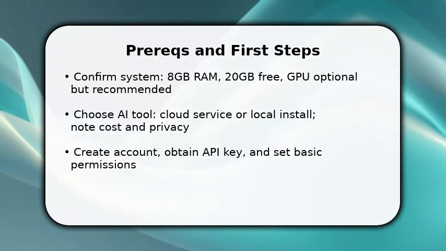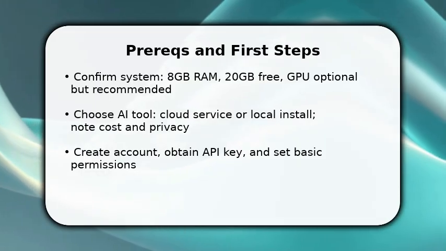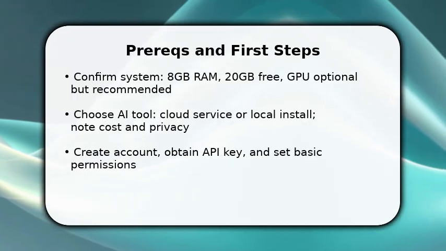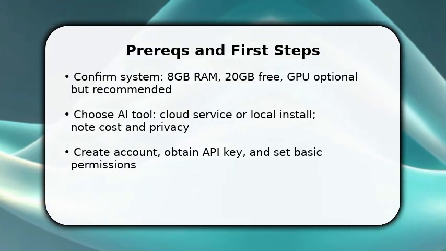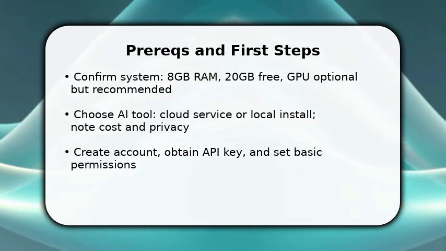Create an account, generate an API key, and set permissions so only needed services access it. Then install the client or SDK or configure your cloud project. This gets you into the first actionable state where you can authenticate and run a basic call.